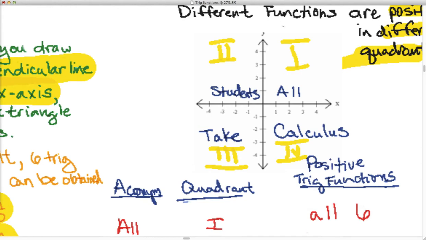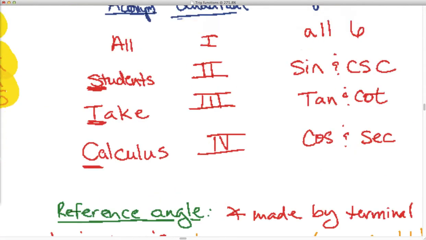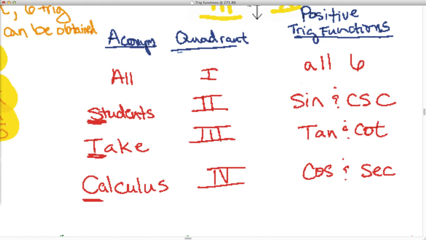Okay, and based off of that, there's an acronym that says all students take calculus. And the way that helps us is we know, based off the first letter, which ones are positive where. Let me show you what I mean by that. So we have all, which is pretty self-explanatory. In the first quadrant, they're all positive, so no acronym needed. But students starts with an S. And in quadrant 2, students goes, and that means sine, and its reciprocal cosecant.